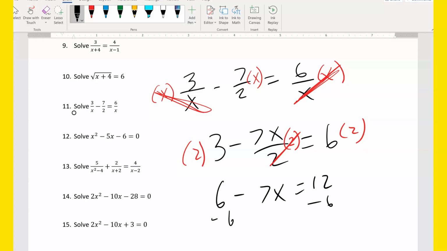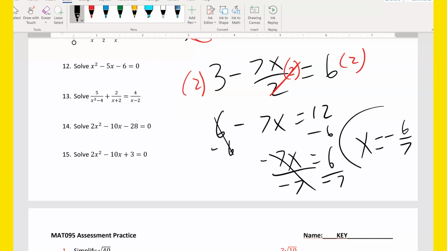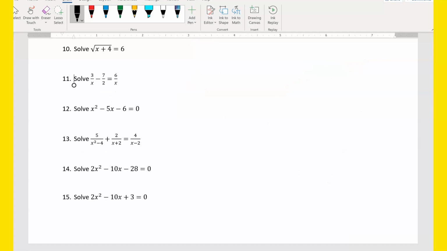And then I just get x by itself by subtracting 6. So negative 7x equals 12 minus 6, which is 6. Then divide by negative 7, and that gives me x equals negative 6/7 as the answer. And we remember to check it. If we plug negative 6/7 in for x in the original problem, it does not make the denominator 0, so it's a good answer.